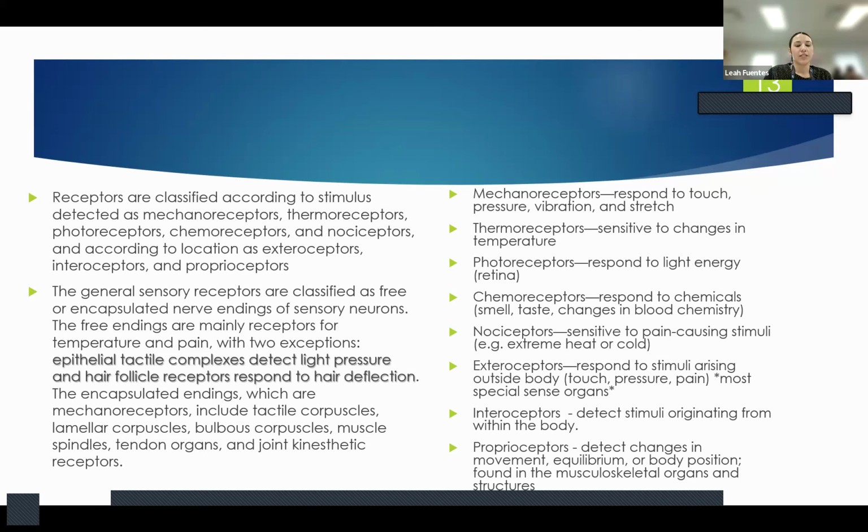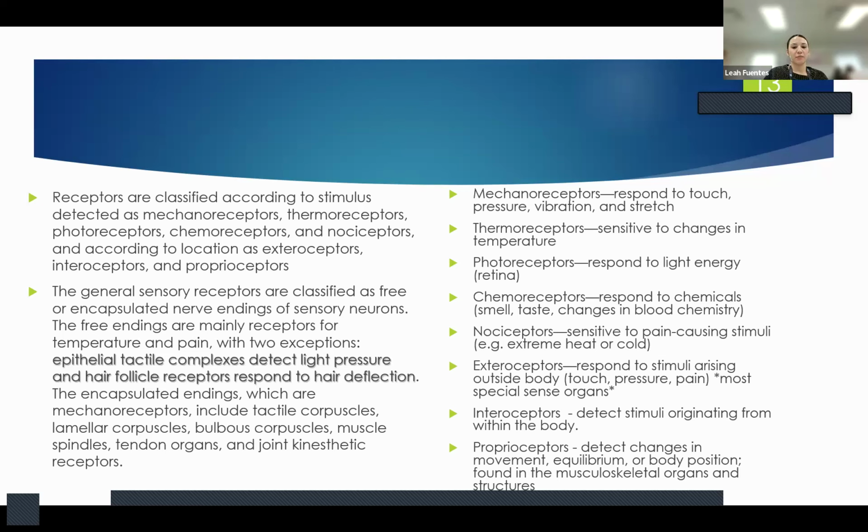Okay, and then the general sensory receptors are classified as free or encapsulated nerve endings of sensory neurons. The free endings are mainly receptors for temperature and pain, with two exceptions. The epithelial tactile complexes detect light pressure, and hair follicle receptors respond to hair deflection. The encapsulated endings, which are mechanoreceptors, include tactile corpuscles, lamellar corpuscles, bulbous corpuscles, muscle spindles, tendon organs, and joint kinesthetic receptors.